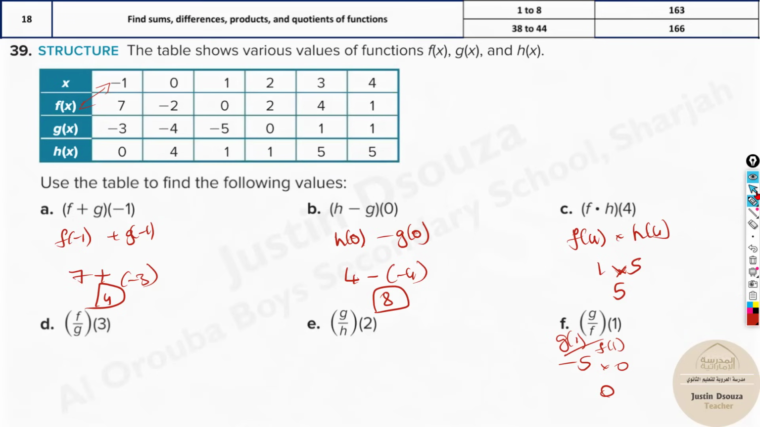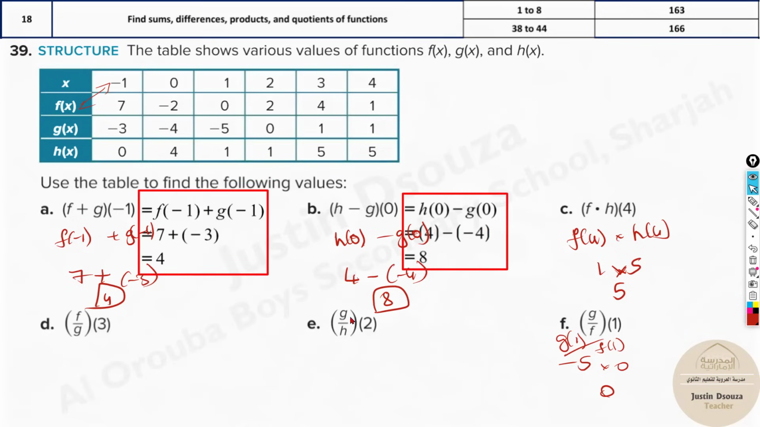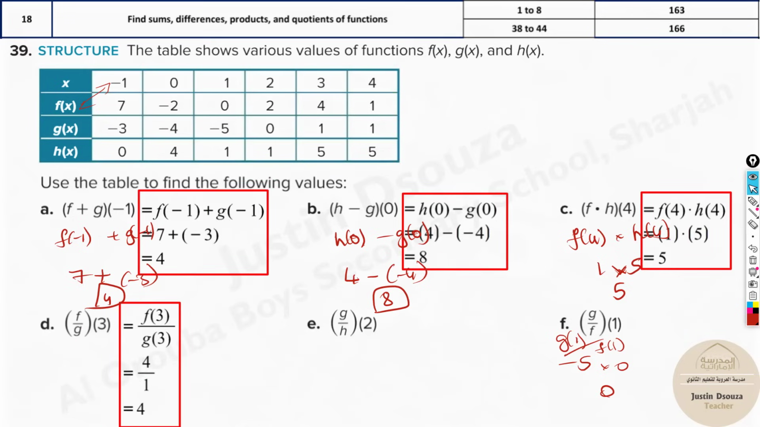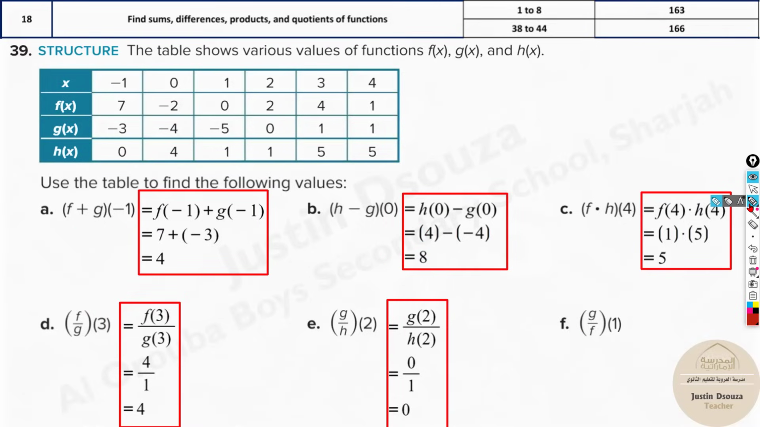You can do the others by yourselves. So it's 4, 8 minus 5. This is pretty straightforward. It's 4 divided by 1. 0 divided by 1 is how much? Oh, sorry. I have done a mistake in the last one. It is 5 minus 5 divided by 0. Okay. So it is basically g of 1. Let me write it properly. And f of 1, isn't it? It is g of 1 minus 5 divided by 0.